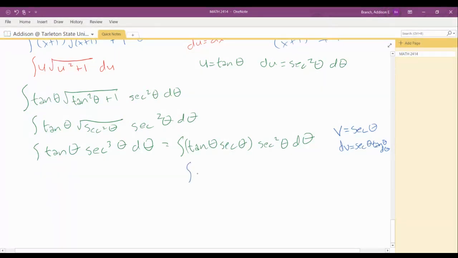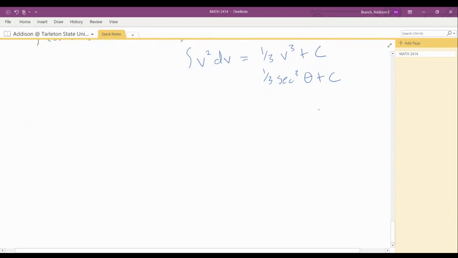So now we have v squared dv, which then goes to 1/3 v cubed plus c. So then we are back down to 1/3 secant cubed of theta plus c.